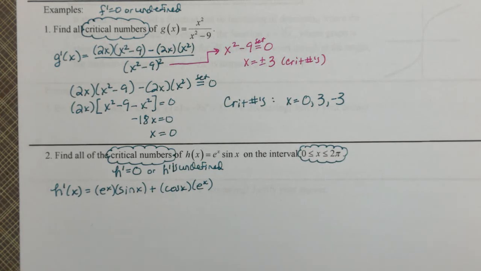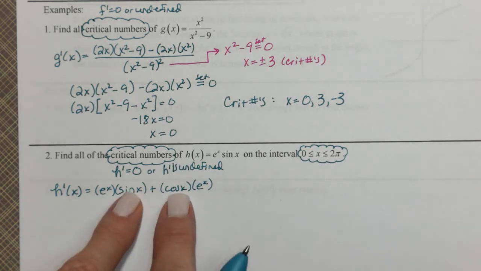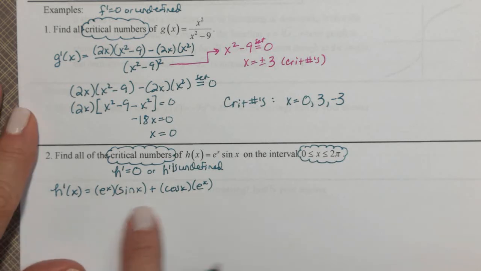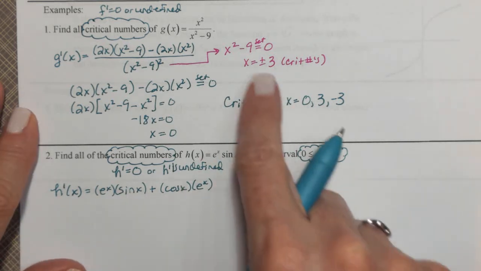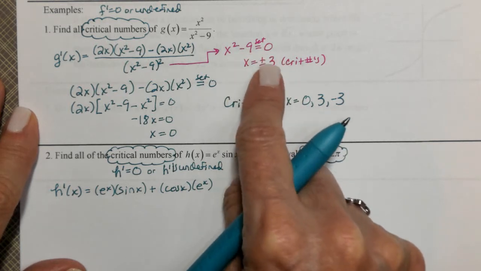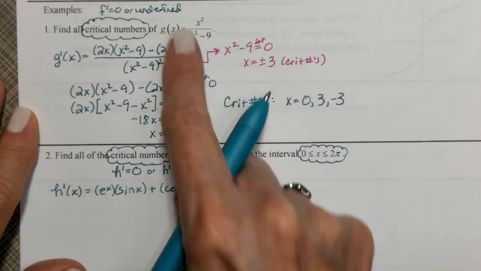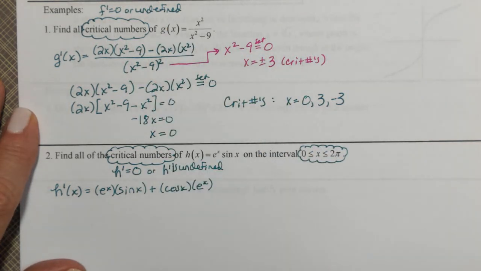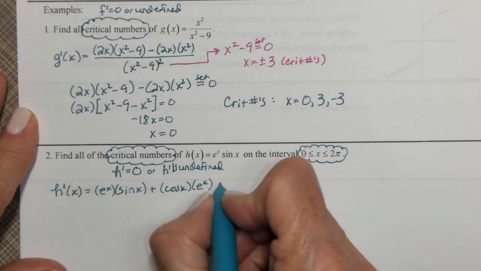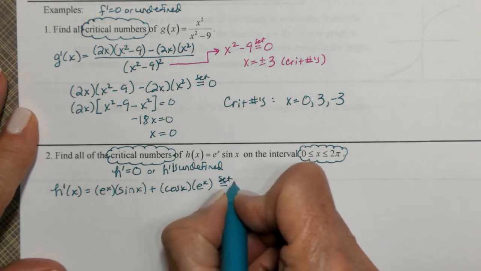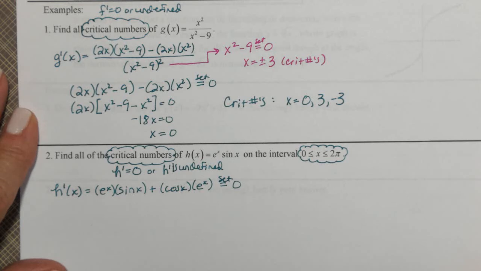There is no denominator. These trig functions do not have any asymptotes, right? So this derivative is never undefined. So we're not going to have critical numbers that come from something that makes the denominator undefined. Instead, I'm just going to set this equal to 0 and solve it for x.